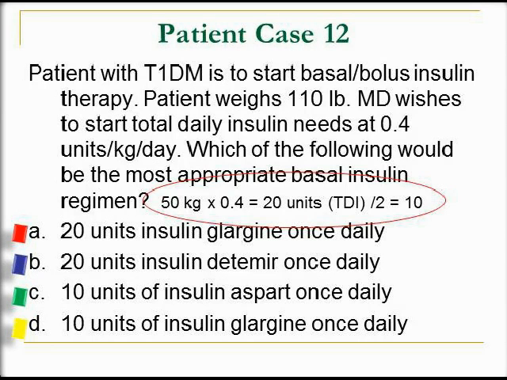In that patient case 2, again, that weight-based protocol of 0.4 units per kg per day, well, the patient's 50 kilograms. That total daily insulin needs for this patient are about 20 units. And half of that should be used for the basal, so it's actually 10 units. So D would be the correct choice, because the basal insulin is glargine and detemir, not aspart. That's why C is wrong. The units are right, but the insulin formulation is wrong.